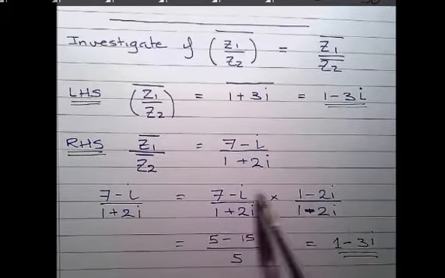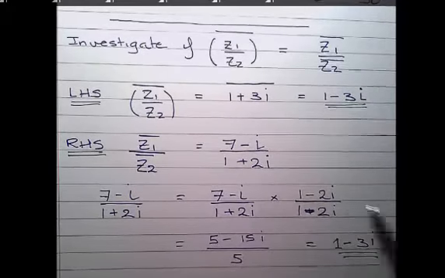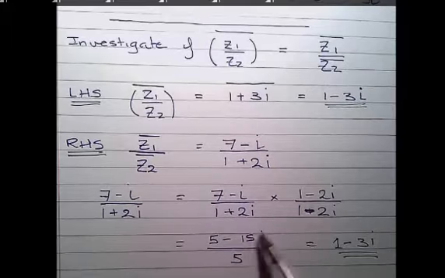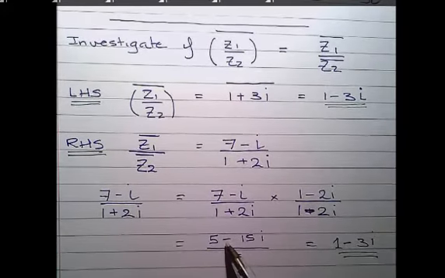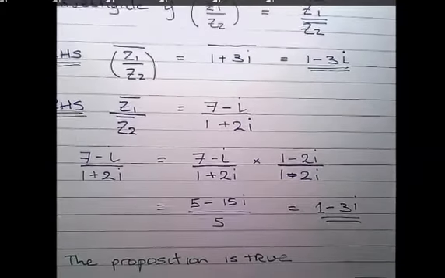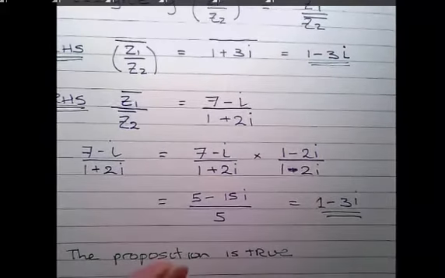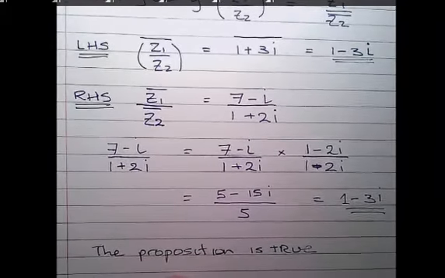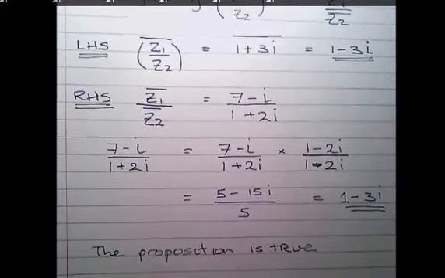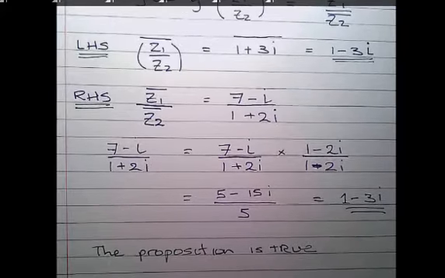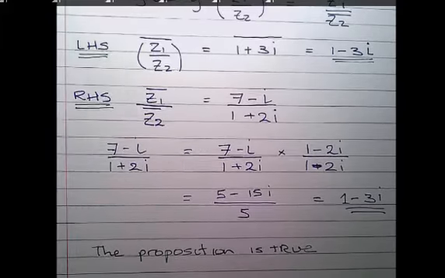So what we have to do here is multiply the numerator 7 minus i by 1 minus 2i. If we work that out, you should find it is 5 minus 15i. 5 minus 15i divided by 5 gives us 1 minus 3i. So in this instance, the left hand side is equal to the right hand side. So the proposition is true in this instance. That's long enough, so I'm going to leave it there. I have another video now where I'm going to do something slightly unusual.